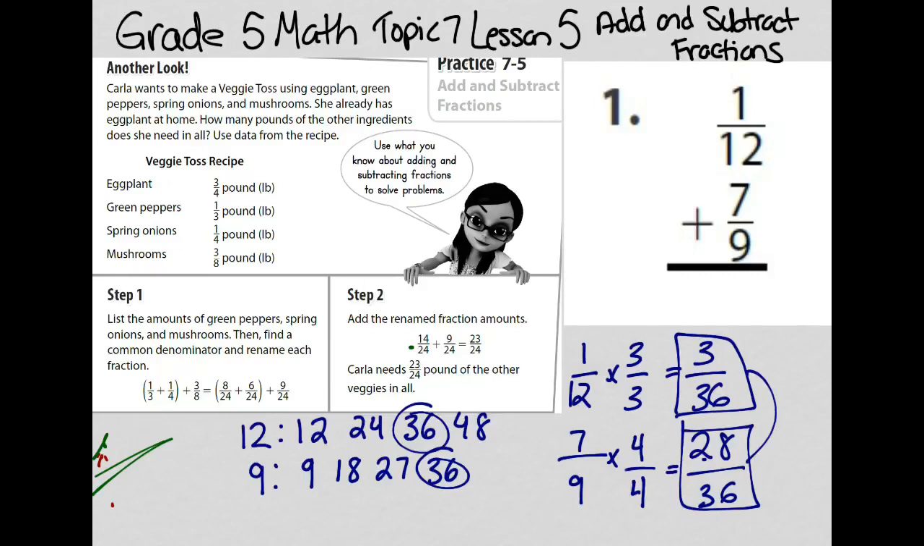Now I am able to add these two numbers together. Remember, you do not touch the denominators. The denominators are going to always stay the same once you change them to be equivalent. So my denominator is 36. I have to add 3 plus 28 to get my new numerator. So 3 plus 28 is going to be 31. So I have 31/36 as my final answer for 1/12 plus 7/9.